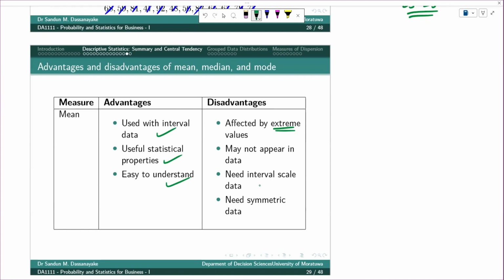Need interval scale data, need symmetric data. If it is not symmetric, the mean doesn't actually tell anything. If you have grouped data, some data points here and some data points here, then the mean doesn't mean much, because this point is far away from the mean. This one is also far away from the mean.